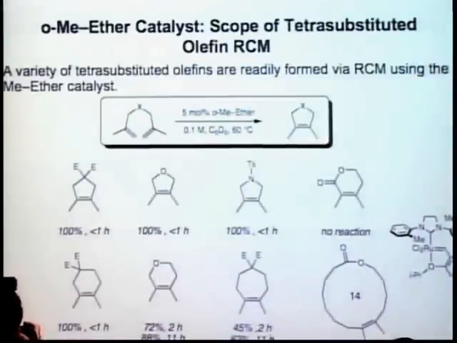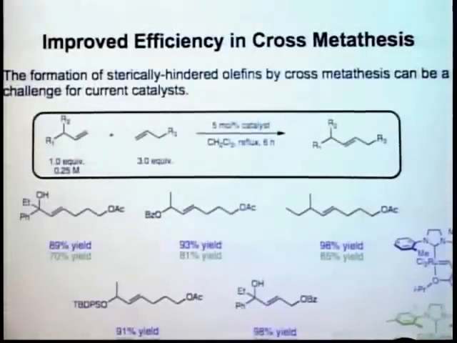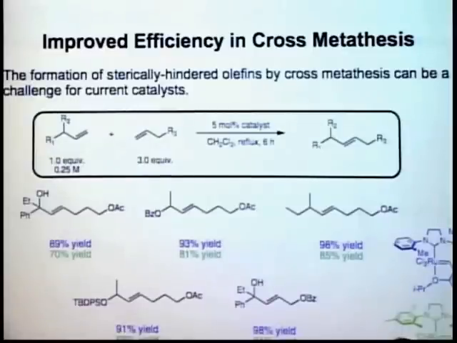And it allows us to do lots of tetrasubstituted double bonds. And so it's now becoming a reaction that the organic chemists are taking over and using in lots of places. And so we thought we knew what we were doing. So we said, okay, steric bulk causes problems.